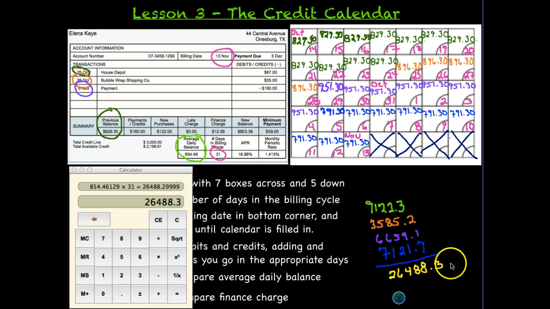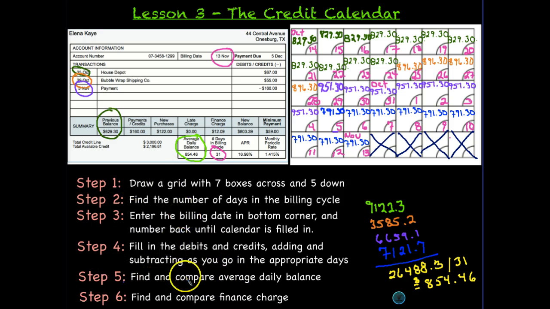So when I'm using my math skills, I have to remember that finding the average, I would not divide by 30, but I would divide by 31 since we have 31 days. So let's divide by 31 and see what I get. I get $854 and approximately 46 cents. Okay, let's compare the average daily balance. That's the next step. Find and compare average daily balance. Well, we found the average daily balance. Let's compare. 854.46 compared to 854.46. We are right on.